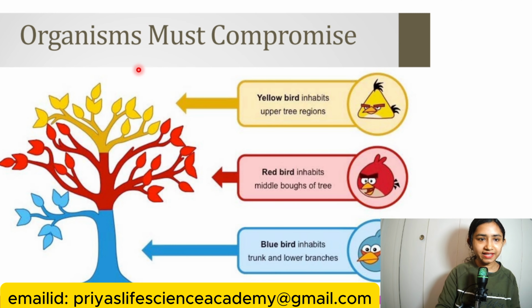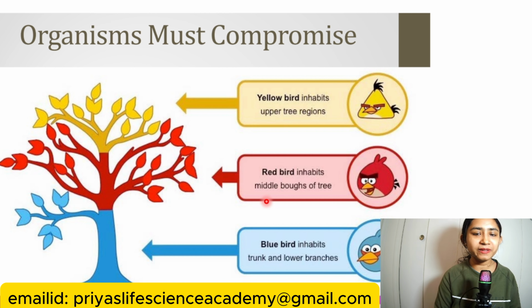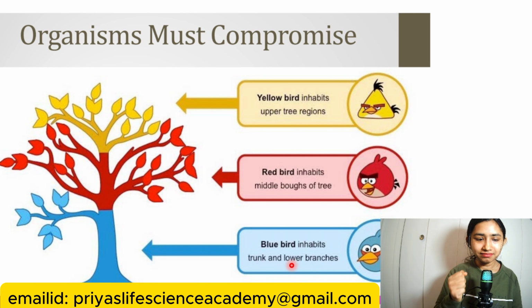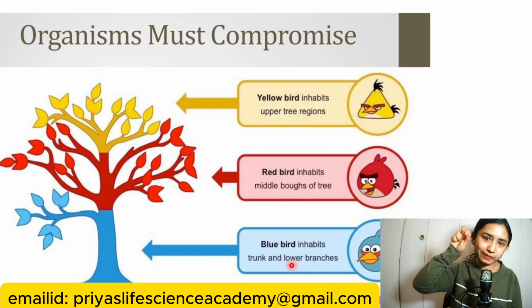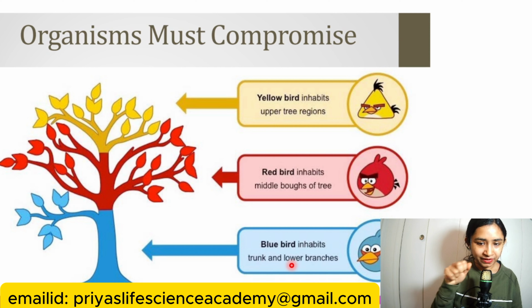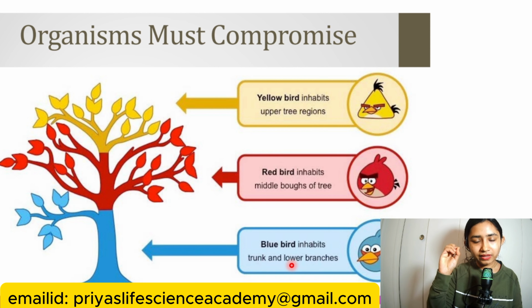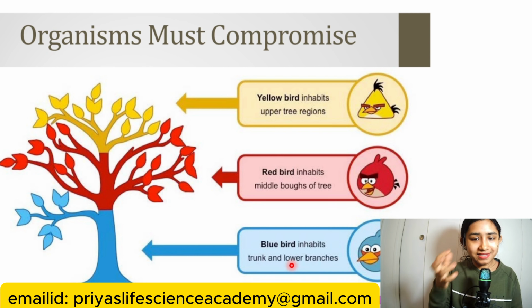Here you can see that organisms must compromise: the yellow bird inhabits the upper tree region, the red bird inhabits the middle boughs of the tree, and the blue bird inhabits the trunk and lower branches. The fundamental niche is the whole tree, but you have to narrow it to your realized niche, that is, the specific elevation, at which height and which point you should thrive for insects or other kinds of food. As a whole, the term resource partitioning refers to the differentiation of niches in both space and time, which enables similar species to coexist in a community.